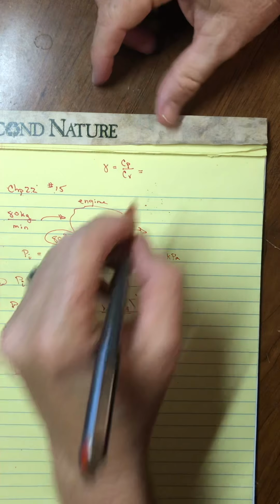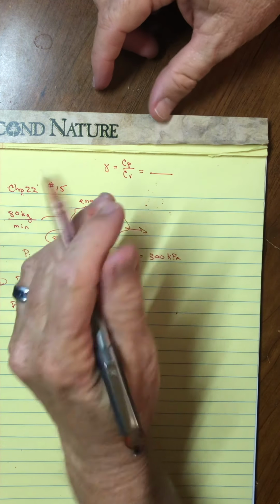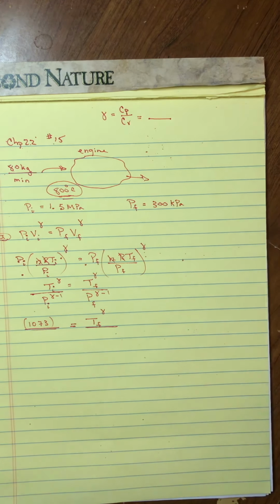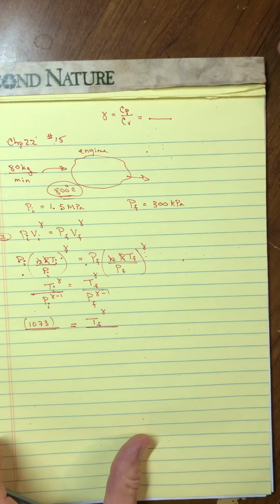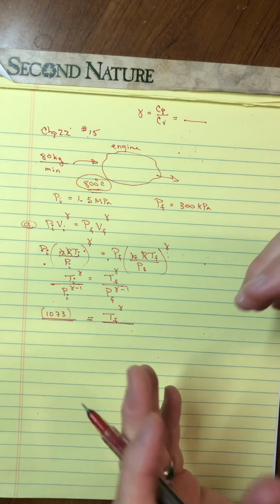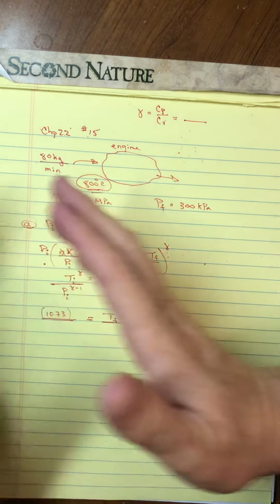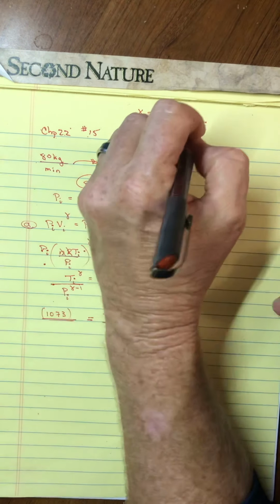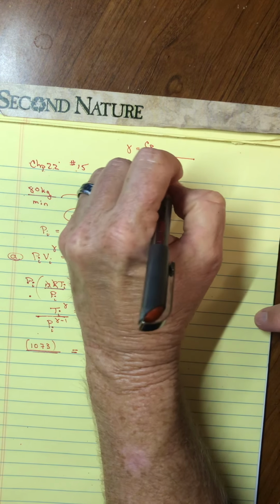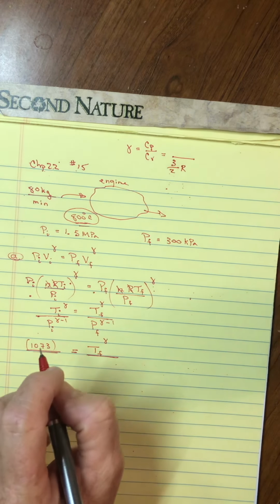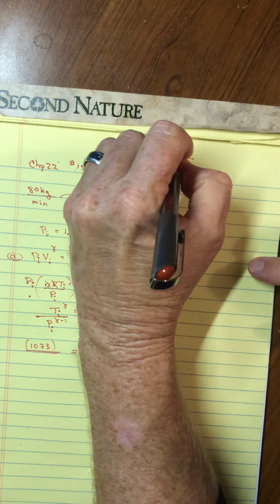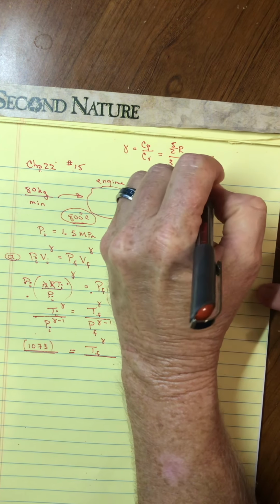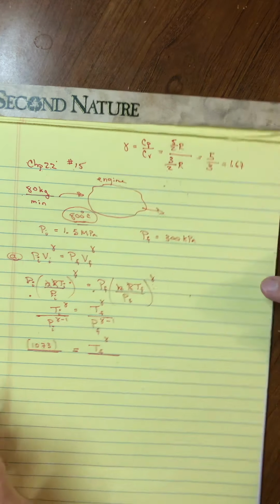Now Cp, well, let me start with Cv. For Cv, you count the number of degrees of freedom. Now, they said we had argon. Argon is one of the noble gases. It is not diatomic. It's monoatomic. All it can do is go left, right, up, down, and forward, back. So this would be then 3/2 R for Cv, which means Cp would be 5/2 R, which then means we have gamma = 5/3, which is about 1.67.